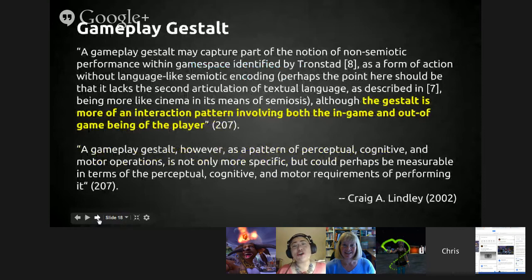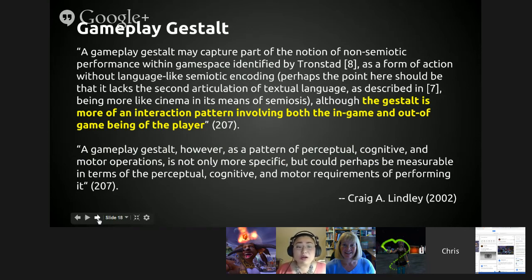So here's his term, gameplay gestalt. All right. A gameplay gestalt may capture part of the notion of non-semiotic performance within game space identified by Tronstad as a form of action without language-like semiotic coding. So it's a big way of saying that when you're making certain actions in the game, it is not supposed to be representative or symbolic or signify anything. Okay, so semiotic encoding, that's what it's talking about there.